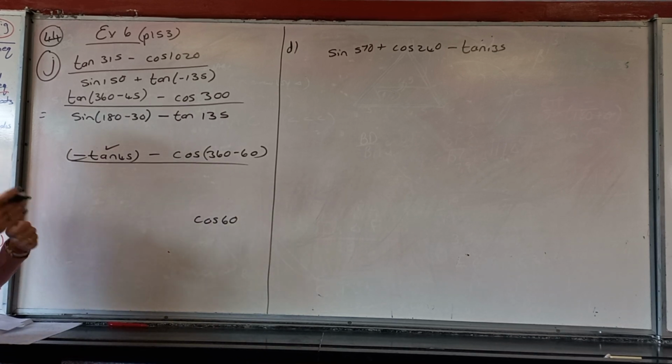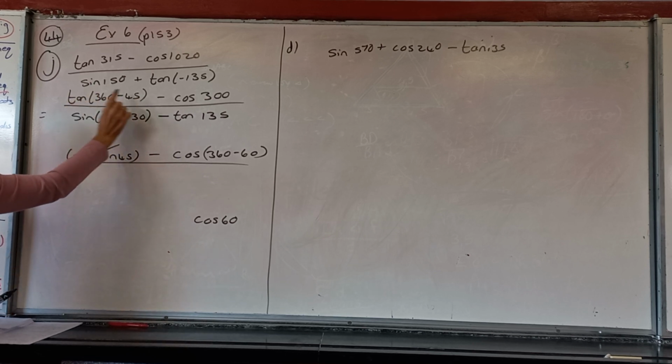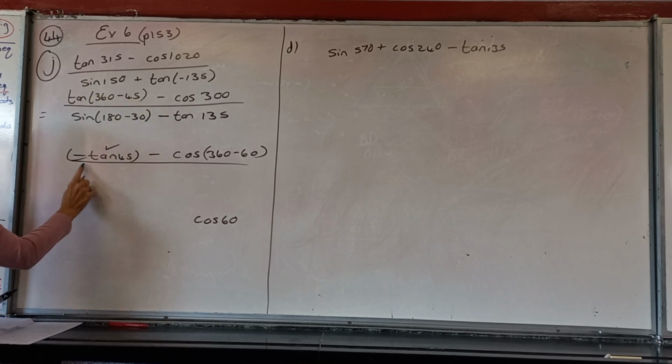If you can get yourself into the habit of doing it more quickly than that, it will be good for you. So we have shift, poof, and it's tan 45. Fourth quadrant, tan is negative.